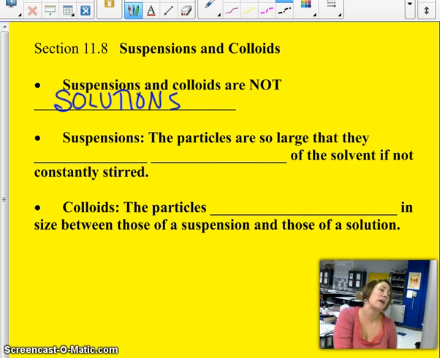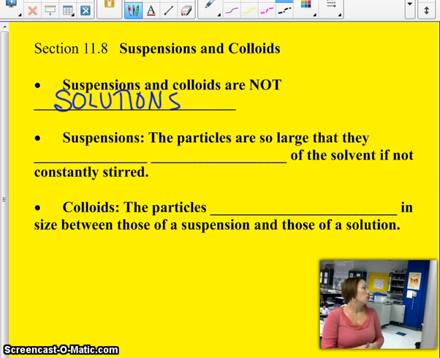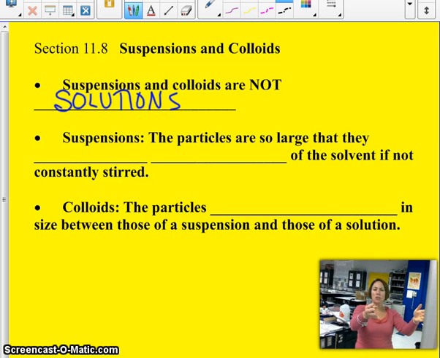Here's why a suspension is not a solution. In a suspension, the particles are so large that if you stirred it and let it sit, they would settle out to the bottom. Think of muddy water. If you got some muddy water from the creek in a cup, it'd look all solution-y, right? It'd be homogeneous at first, but the longer you let it sit, all the dirt would settle to the bottom. Well, not all of it, but a lot of it, okay?